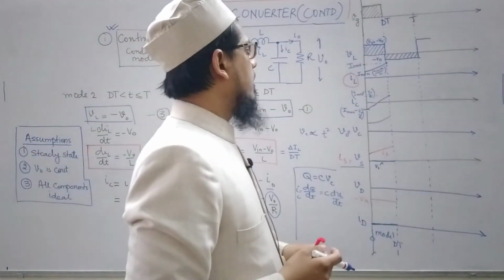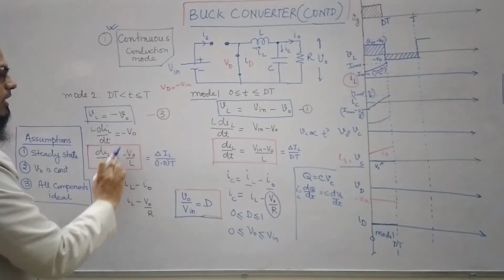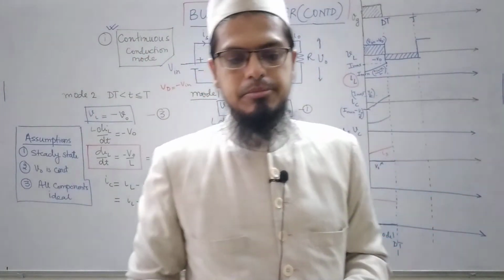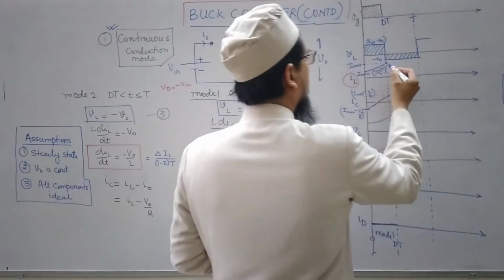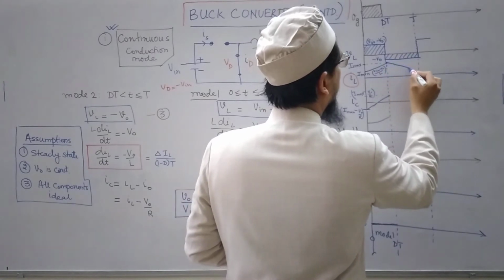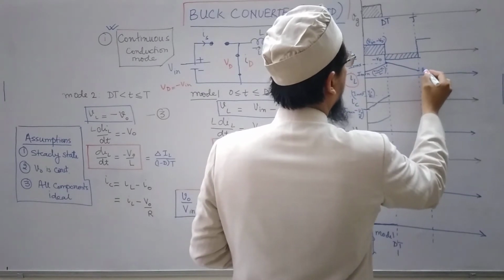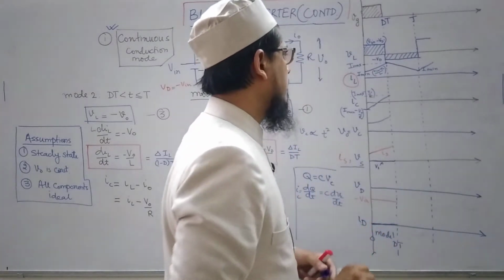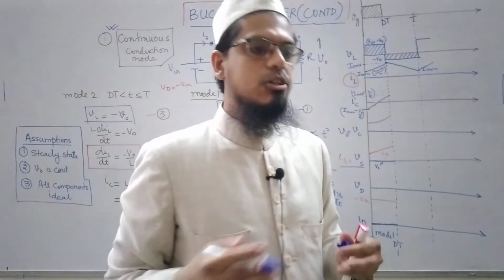Okay. What about IL? We can again see here that IL is a linearly decreasing current, because minus V0 by L is a constant and negative quantity. So dIL by dt will be a linearly decreasing current. So it started from I max and it will again reduce down to I minimum, and then again it will rise. Okay. And this is the case when the current through the inductor is continuous in nature.